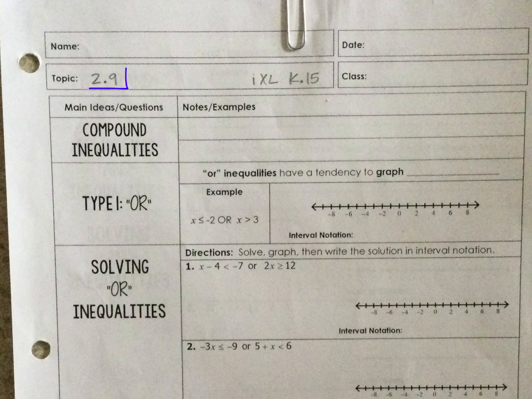All right, these are your 2.9 notes. We're going to talk about compound inequalities. A compound sentence is when we take two sentences and put them together. So a compound inequality is when I take two inequalities, remember, less than, greater than, less than or equal to, greater than or equal to, and put them together.